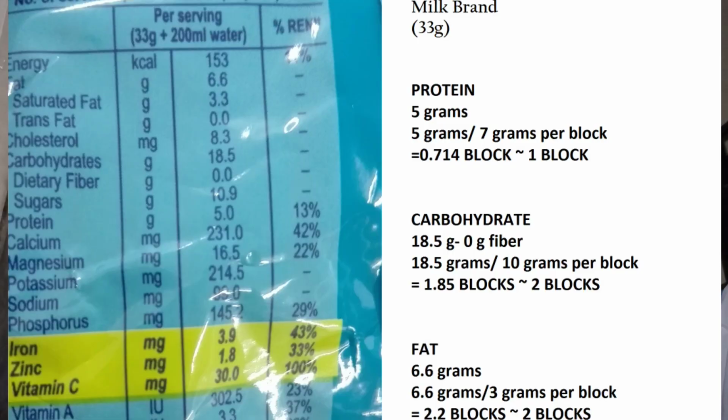Carbohydrates, we have 18.5 minus the dietary fiber, which is 0, so equals 18.5, then divided by 10 equals 1.85. Rounded, it's 2. Fats is 6.6. Directly, 6.6 divided by 3 equals 2.2, or approximately 2. So Bear Brand has protein of 1 block, carbohydrate of 2, fats of 2 blocks.